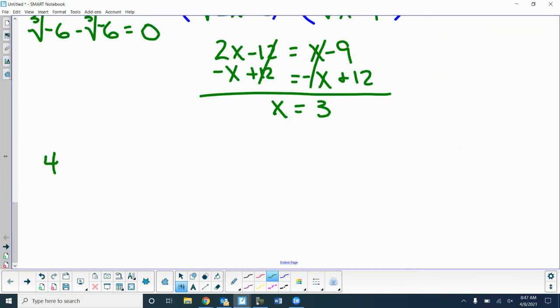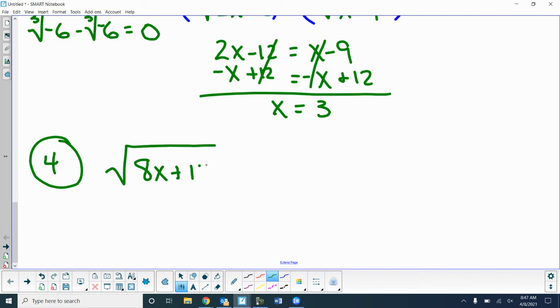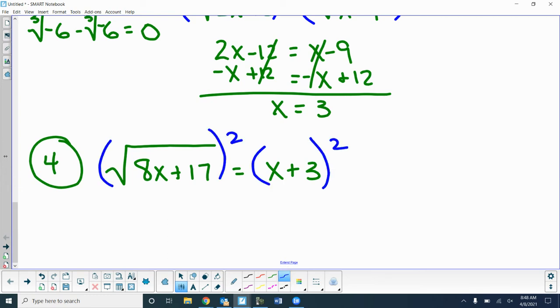All right, number 4. This one, the radical is already isolated, so what can I do right away? Well, before you square both sides, which you end up FOILing, yeah. Okay, so we're going to square, but remember, when you square a binomial, it means this. Some of you were forgetting that yesterday.